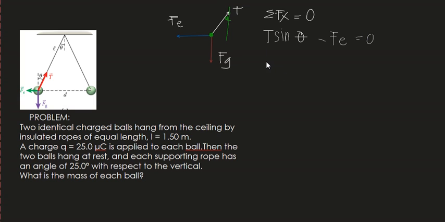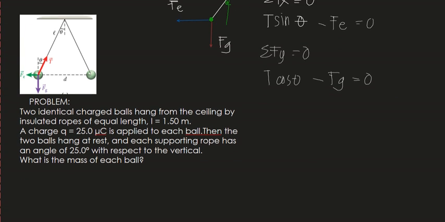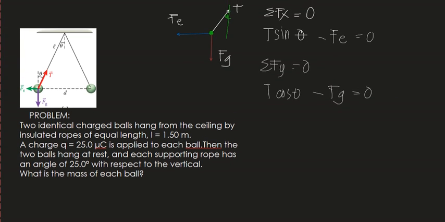Then, another one, we have summation of forces along y, which is equal to 0. So this is equal to, the one along y is cosine. So we will have T cosine theta minus your force due to gravity, which will be equal to 0. So now we have two equations that we need to manipulate. Take note of the formulas.